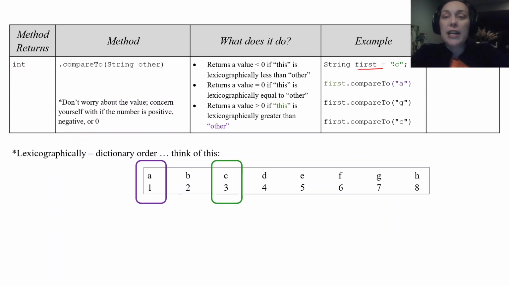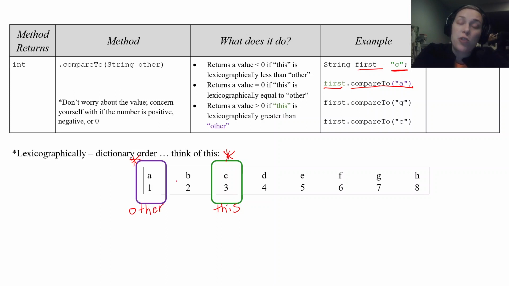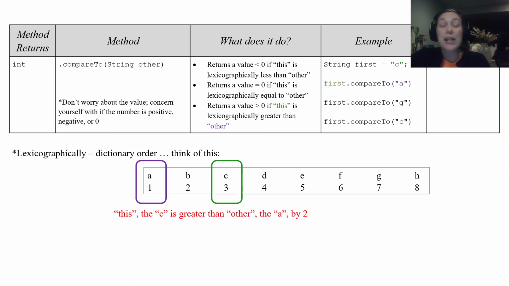So let's look at our first example here. I have first equal to C, and then I take first dot compareTo A. Okay, so I'm comparing C and A. Now C is my calling, so that is going to be my this. And this is lexicographically greater than other. Again, this. And then this is other, because other is in your parentheses. Now, because this is greater than other lexicographically, by 2, that's going to be the value that's returned. Okay, this, I'll write it again, is lexicographically greater than other.